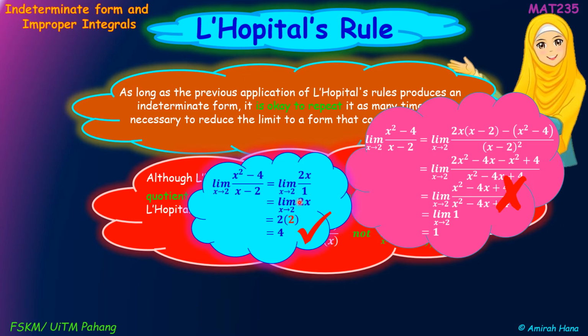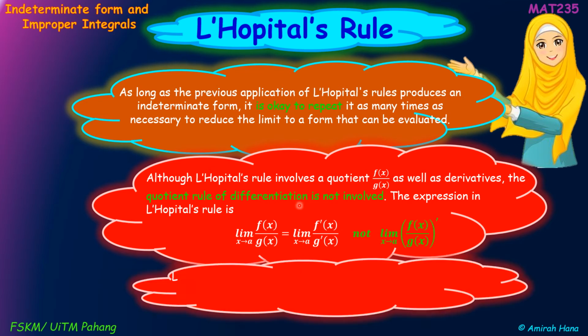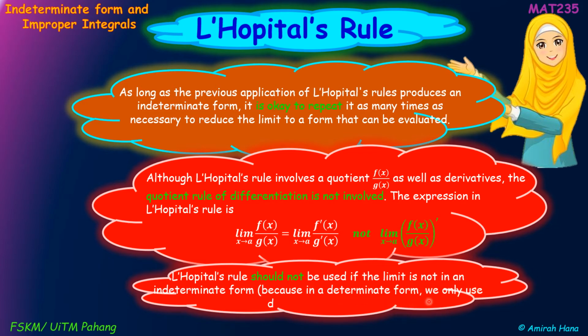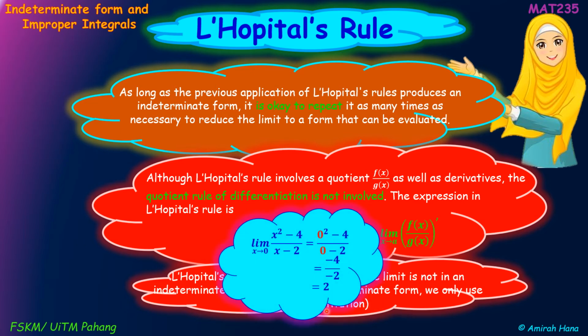To evaluate a limit, L'Hopital's rule should not be used if the limit is not in an indeterminate form. It is because in a determinate form, we only use direct substitution to evaluate limits. For example, if we have limit x to 0, (x squared minus 4) over (x minus 2), after we use direct substitution and substitute 0 into variable x, we have 2. So this is a determinate form, not an indeterminate form.